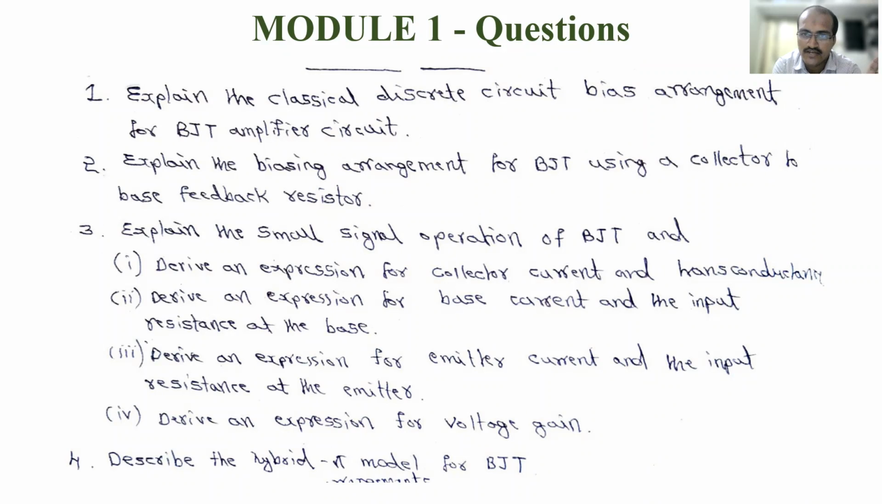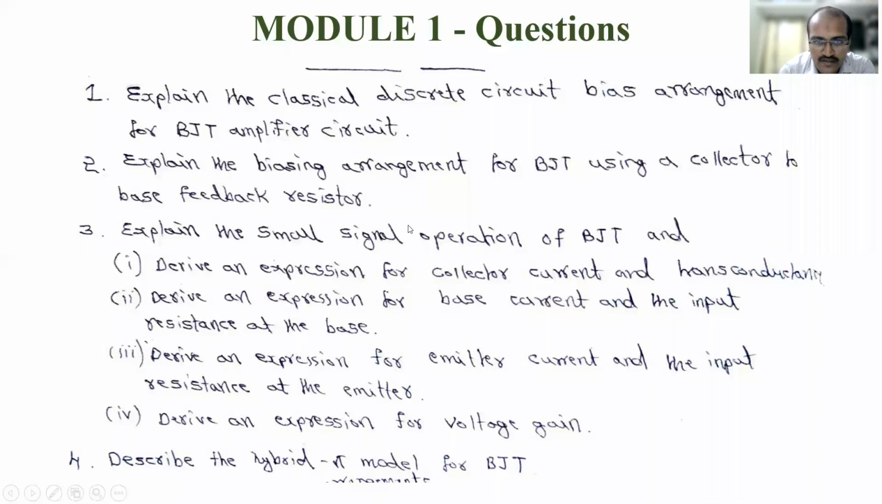Operating point in BJT. So that should be stable, you have to tell. Next question, explain the small signal operation of BJT. I have clubbed here 4 questions in 1 question. So in the exam, they can ask anyone of them. Explain the small signal operation of BJT and derive an expression for collector current and transconductance. This is like 1 question.